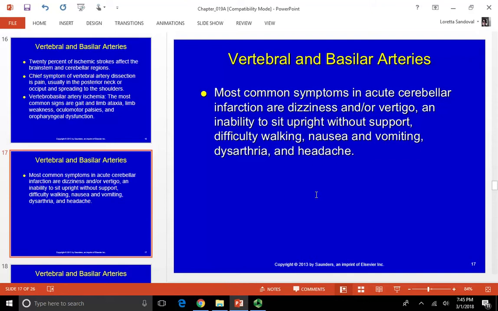So the most common symptoms in acute cerebellar infarction are dizziness or vertigo and inability to sit upright without support, because remember, our cerebellum is trying to keep us balanced and adjusting our movements. Difficulty walking, nausea and vomiting, dysarthria, which is difficulty speaking, and headache.